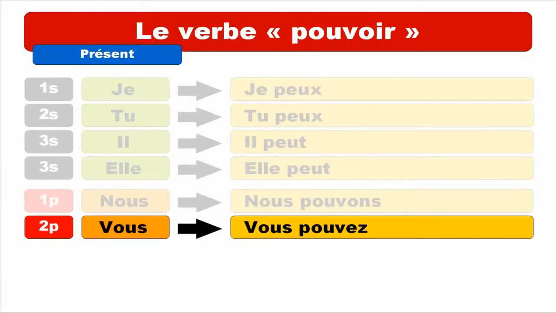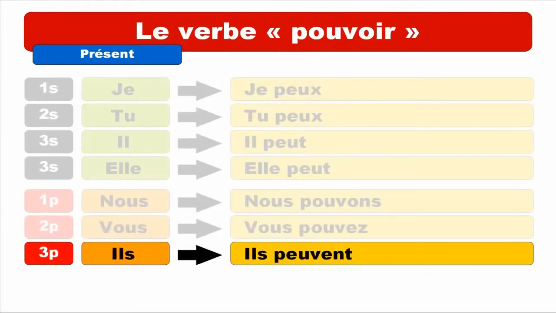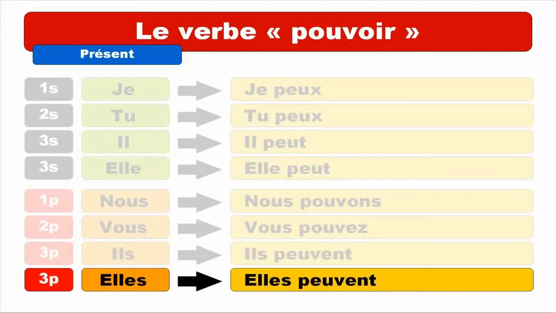Repeat. Vous pouvez. Okay, for ils in the plural, you get ils peuvent. Repeat. Ils peuvent. As usual you've got this E-N-T at the end, but you don't pronounce it. You only pronounce ils peuvent. And last but not least, elles, which is the same form as for ils: elles peuvent. The same rule, final E-N-T is not pronounced, so you get elles peuvent.